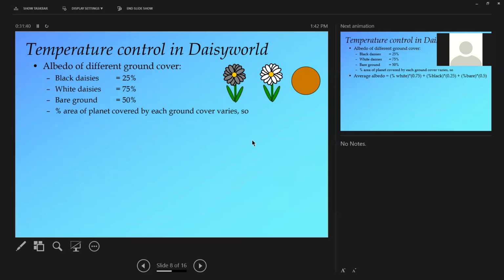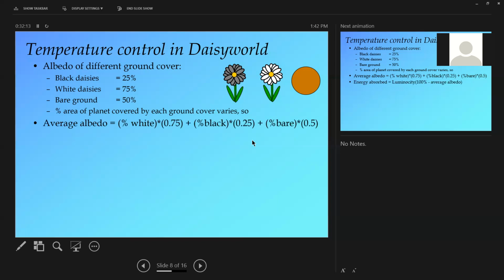So just based on ground cover, you've got different degrees of absorption and reflection. And it makes sense. Black is going to absorb more light energy, only reflecting out 25%. White is more reflective: 75% is reflected, 25% absorbed. Bare ground is between those two. And the percent area of the planet covered by each of these ground covers varies. Because the percent land cover varies, the temperature of the planet is going to vary.